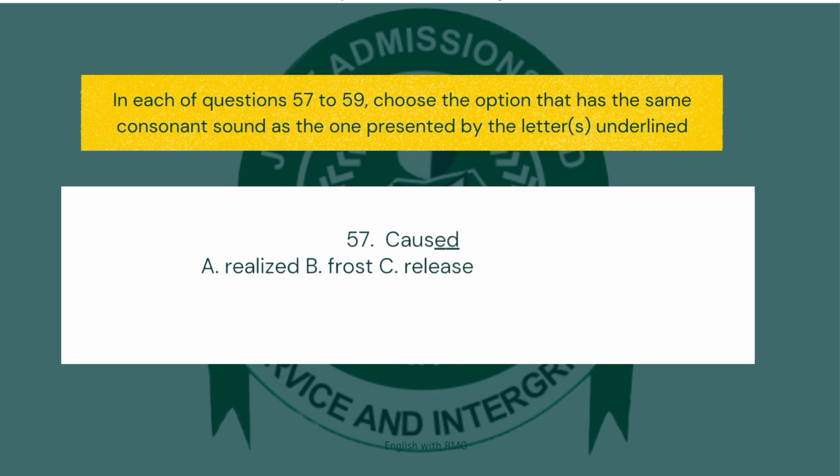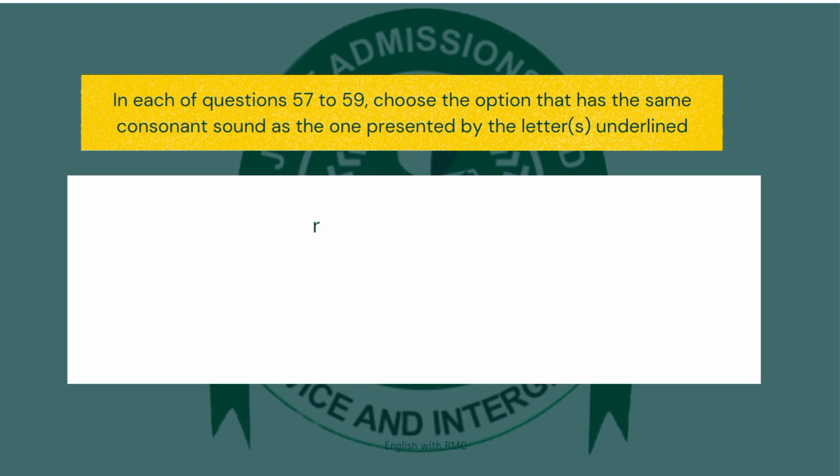You know, I said you need to determine the sound first. So here you need to know, is cause pronounced as cause or cause, so that we can tell whether the ed is going to be t or d. So in order to determine that, I'm going to show you the transcription of each of the words. So we have realize, ends with z. So that means the ed is going to be d.